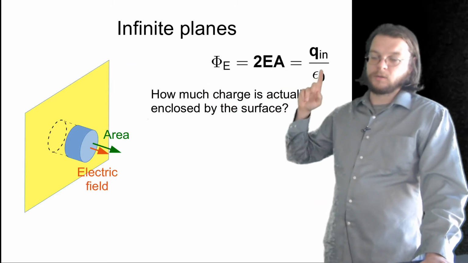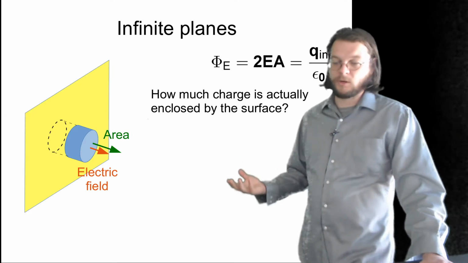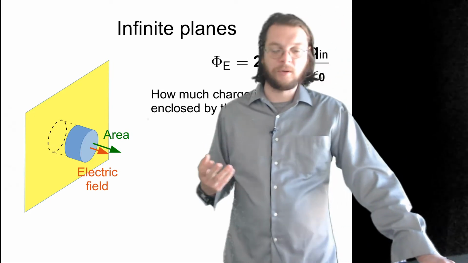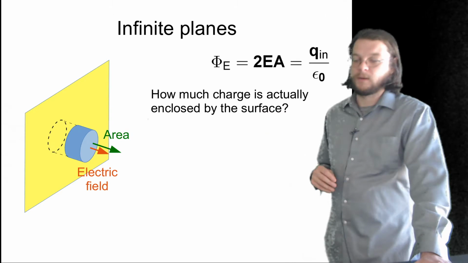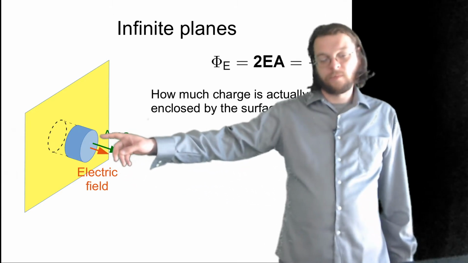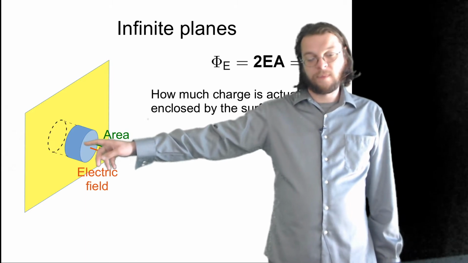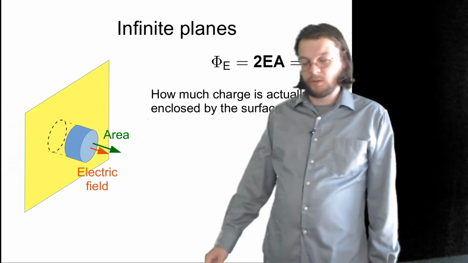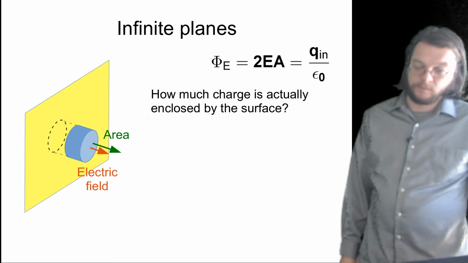Now the last part is the charge enclosed. Sometimes the charge enclosed is the easiest part. Sometimes the charge enclosed is the hardest part. But the question is, how much charge is actually inside of our little cylinder? Part of the answer is that, well, it depends on how big the cylinder is, right?